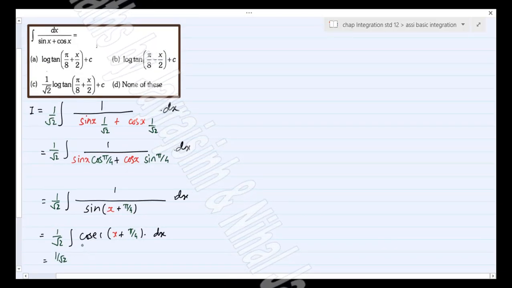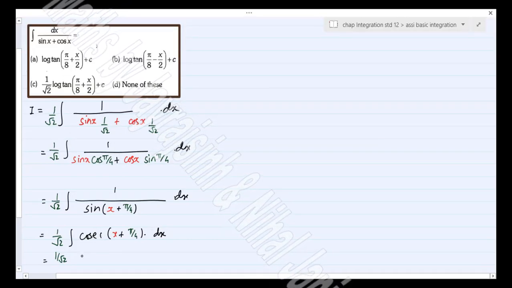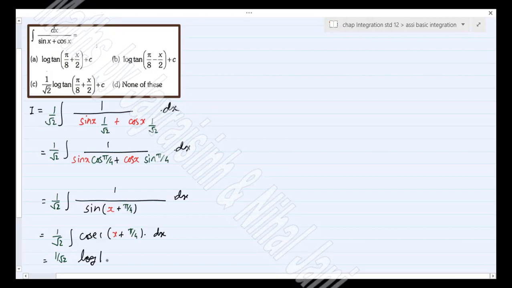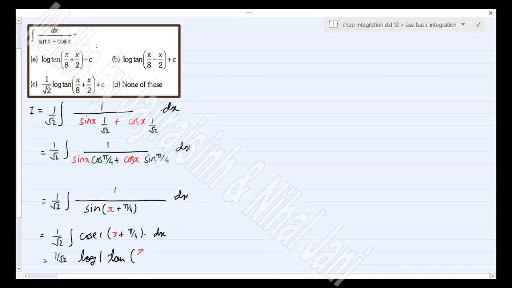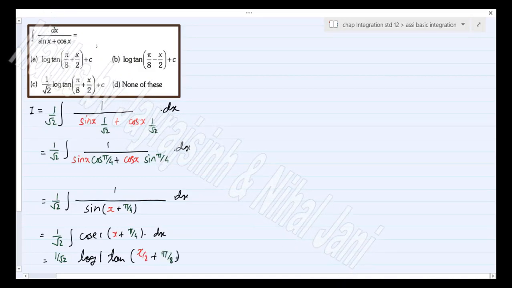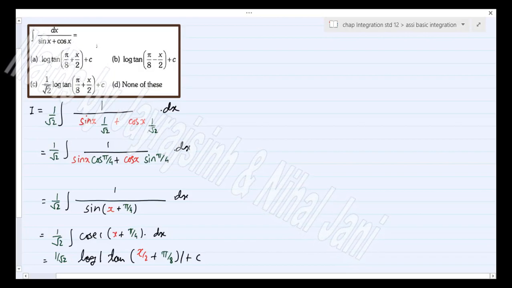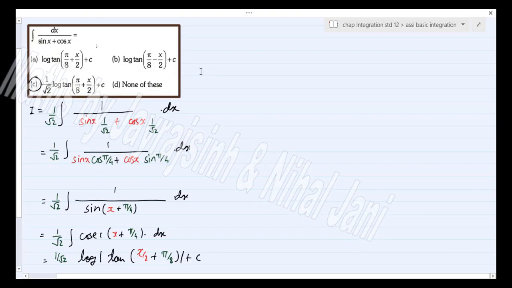This 1 upon root 2 will be as it is. Integration of cosec angle is simply log mod tan half the angle, or we can say x by 2 plus pi by 8 plus c, which is given in option C. Ta-da!